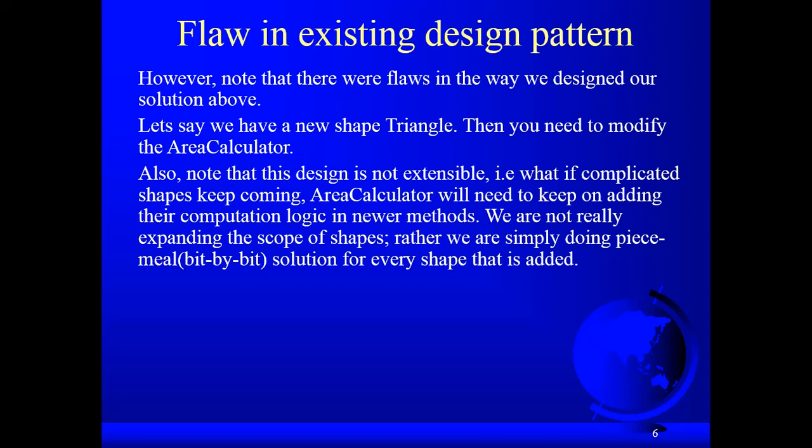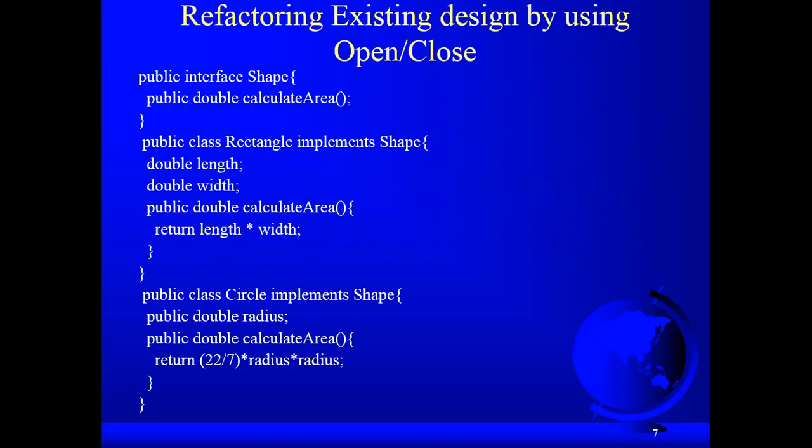So here you need to apply the open and closed principle and refactor this class to make use of the single responsibility principle as well as the open and closed principle. How can you do that? You have a Shape. Shape is an interface here, and you need to define a method calculateArea, which returns a double value.